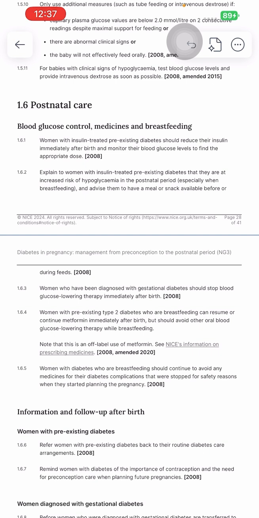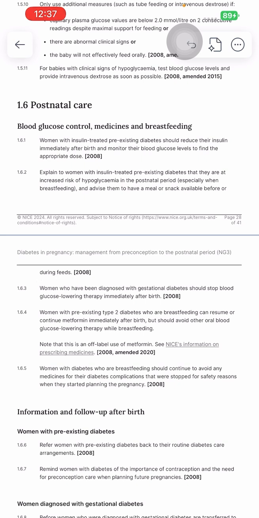Then we have to calculate her whole insulin requirement if she needs it. But in chronic diabetes, we will usually reduce the insulin, while in gestational diabetes, we are going to stop her insulin and check her glucose level. Explain to women with insulin treated pre-existing diabetes that they are at risk of hypoglycemia in the postnatal period, and advise them to have a meal or snack before or during feeds.